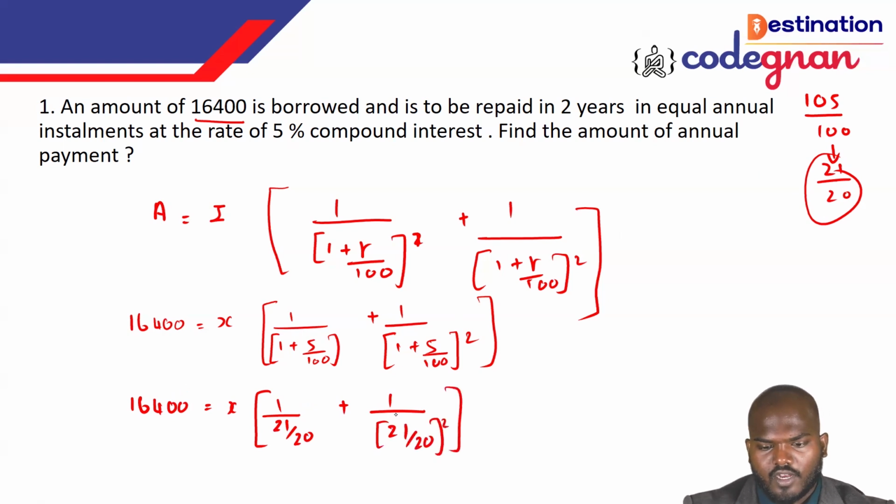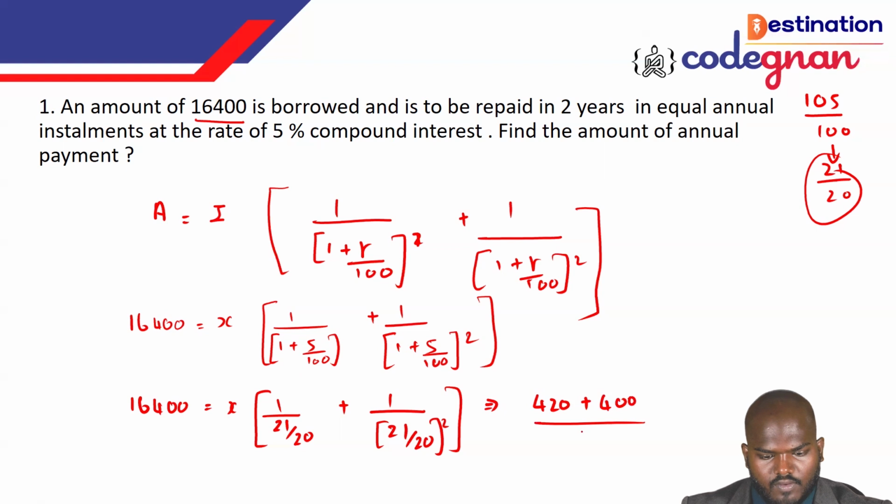Like the thing, you can write it out. What is 20 square and what is 21 square? So 21 square will give you the value 441 and 20 square will give the value 400. If you take the LCM of this one, we will definitely get the value like this. That is 420 here and here 400 will come. So by 441 we will get here as an LCM.